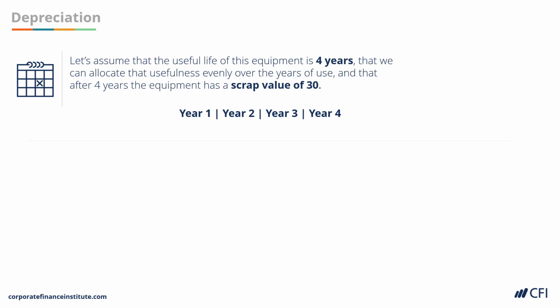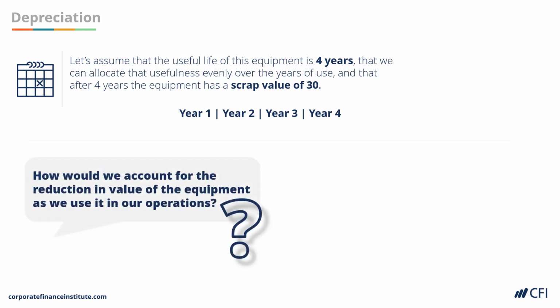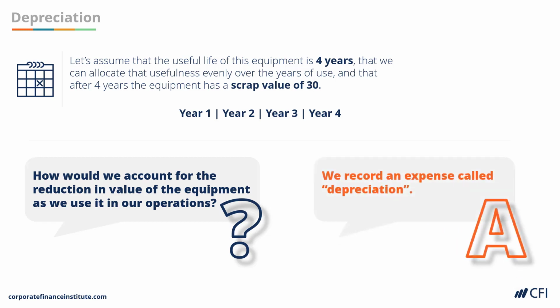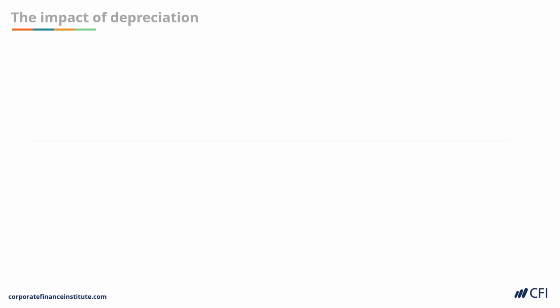So the question now is, how would we account for the reduction in value of the equipment as it's used in our operations? Well, the answer is that we would record an expense called depreciation that would spread out the cost of this equipment over its useful life. Let's look at depreciation in more detail.